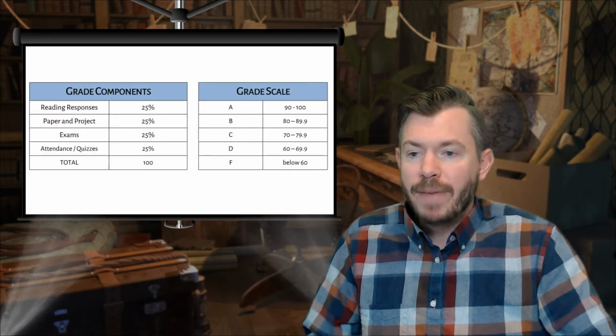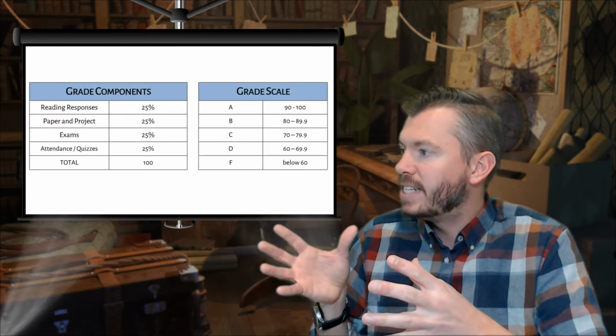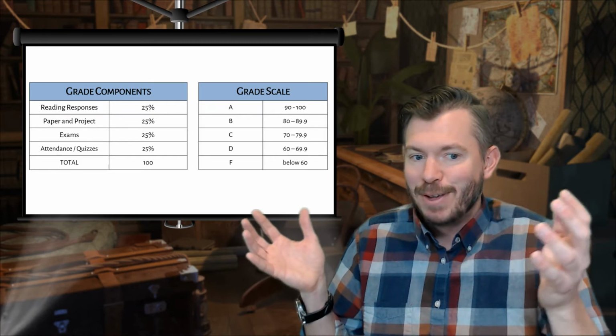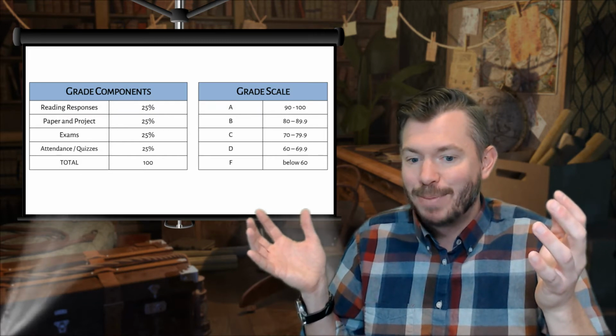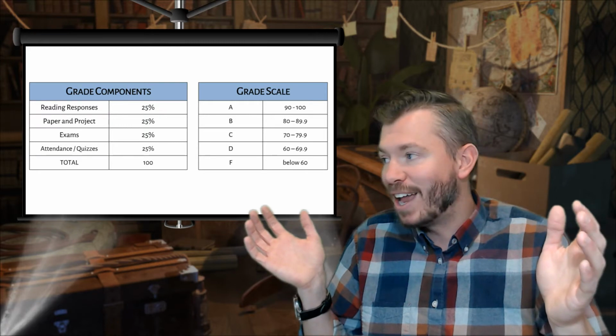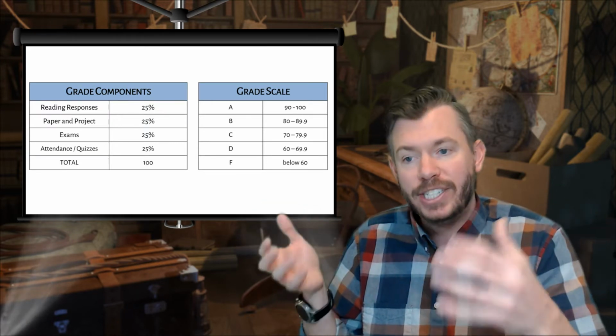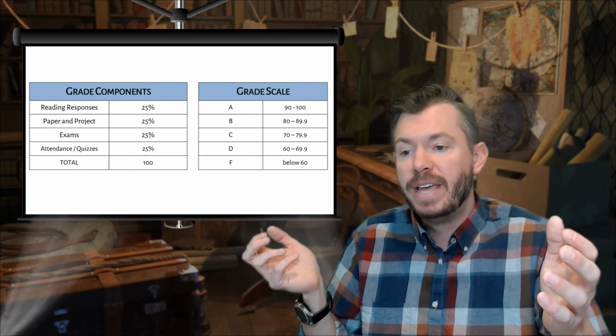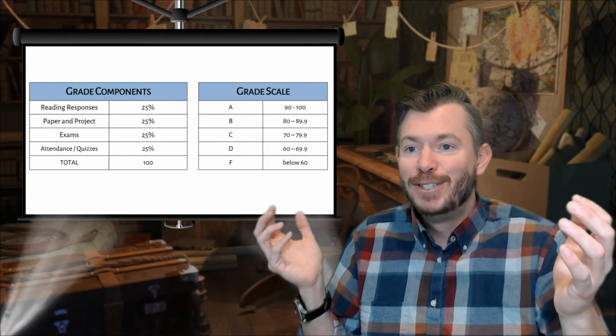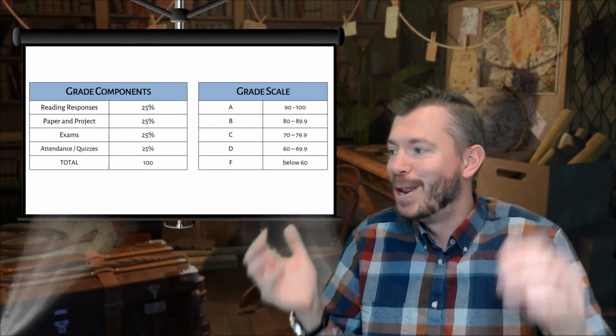You can see here how everything breaks down. I tried to keep this as simple as possible. So you're going to get a quarter of your grade from the reading responses, a quarter from the final project and its components, a quarter from the exams, and a quarter just for showing up and putting up with me.